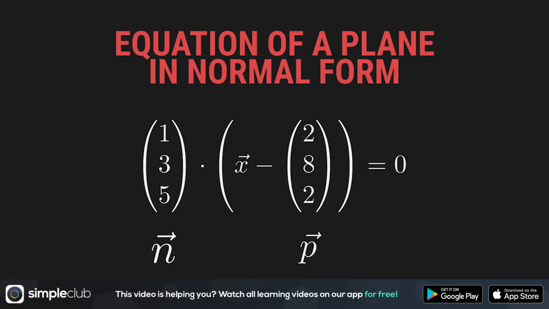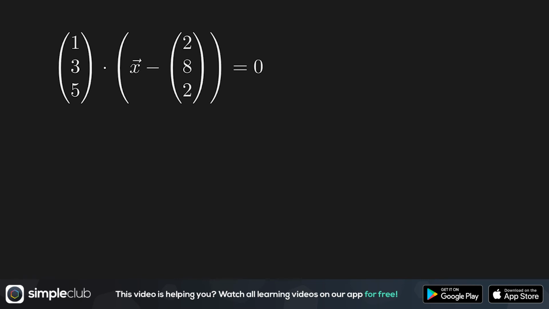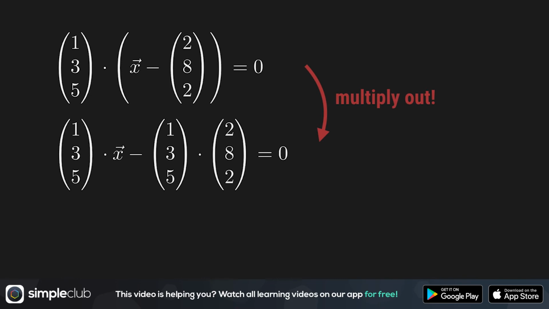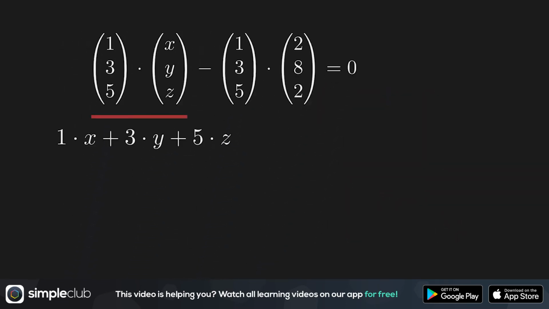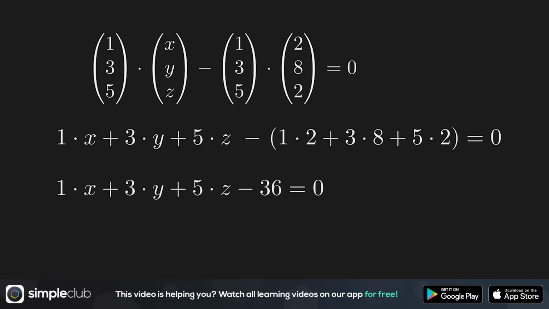Unfortunately, it's not very easy to use in calculations. So what comes next? Let's look a bit more closely at the equation. If we multiply out the left-hand side, it gives the normal vector times an arbitrary vector on the plane, minus the normal vector times the support vector. The arbitrary vector can have any set of coordinates, x, y, and z. Therefore, its scalar product with the normal vector is 1 times x plus 3 times y plus 5 times z. The second scalar product is 1 times 2 plus 3 times 8 plus 5 times 2. And don't forget that there's a minus sign in front. The calculation gives minus 36.